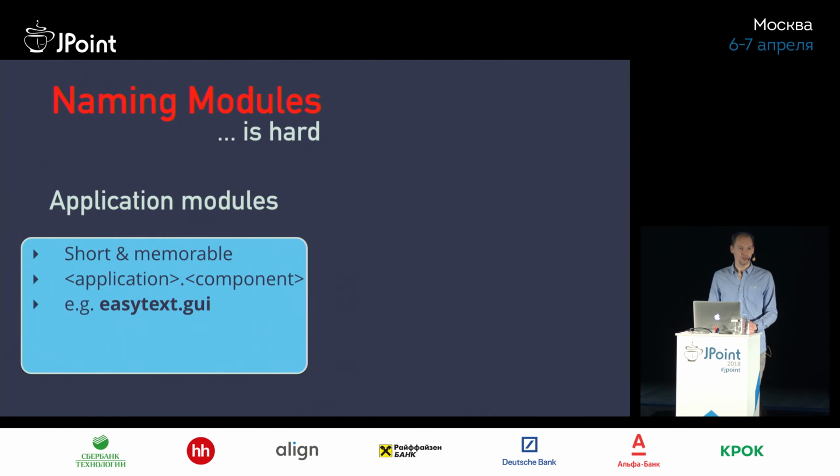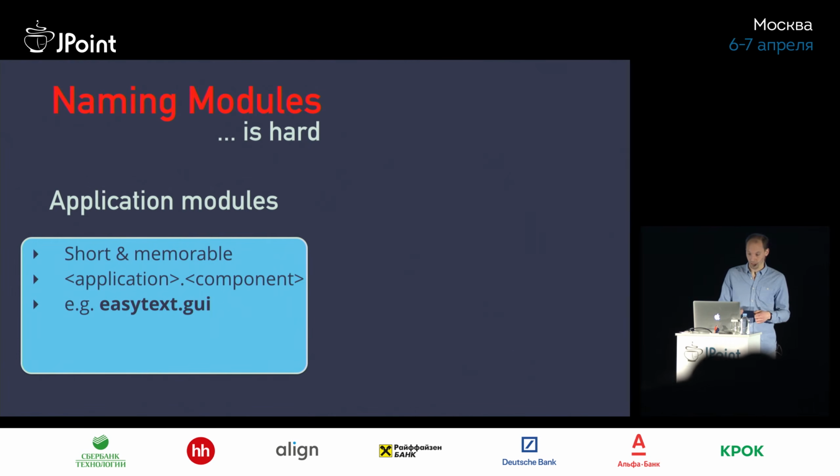So what you instead should do is you should at least differentiate between application modules and library modules. So for application modules, what you should strive for is to have really short and memorable names. So a nice convention would be to have your application name dot component name, and that might even be nested one level further if you have many subcomponents that again have subcomponents, etc. But try to keep it short and sweet. And the EasyText GUI is one example of this approach.